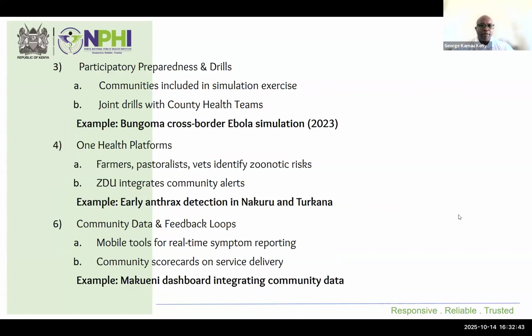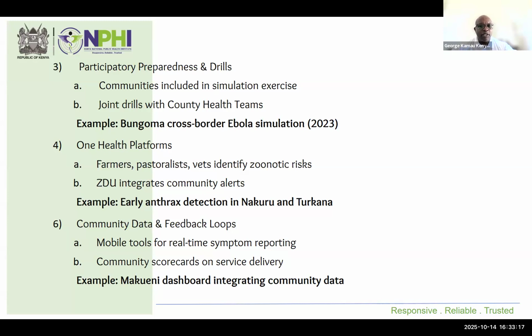So the other one is participation in preparedness and drills. A case example: we have a county at the border called Bungoma, where we had a simulation exercise in 2023 on Ebola. These were joint drills with the county health teams, and the community is heavily involved in these activities, so that there is also ownership and knowledge of preventive measures and what to do in case we have an outbreak. They're also enlightened and part of the drills.